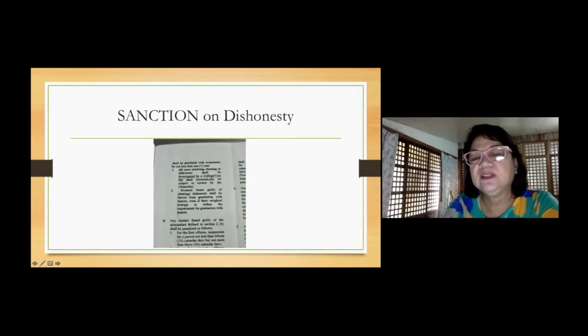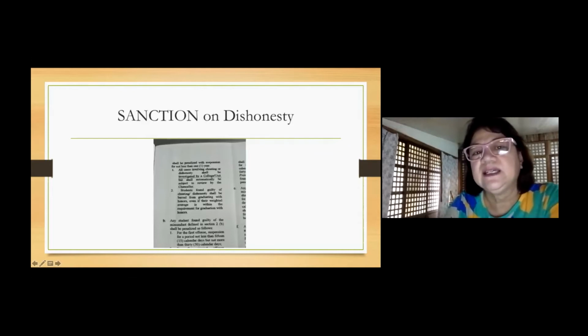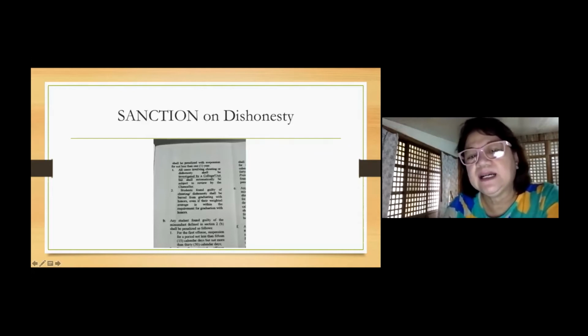So the sanction on dishonesty shall be penalized with suspension for not less than 1 year. And also there are times like letter B, number 1, for the first offense, suspension for a period not less than 15 calendar days, but not more than 30 calendar days. Actually, we really do not like to penalize the student, but to teach the student.